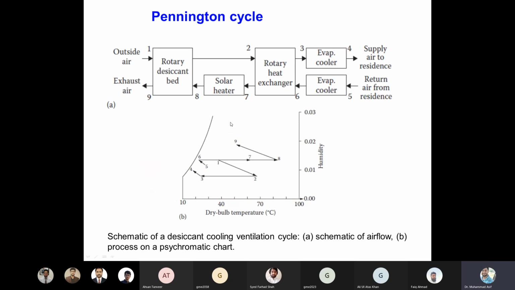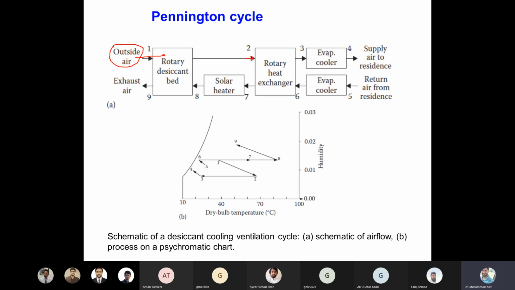The cycle on which the desiccant wheel works is called the Pennington cycle. The Pennington cycle is similar to the one I showed you in the previous diagram. This is the rotary desiccant bed, in which the outside air is very humid and contains a large quantity of water vapor. In one part, up to 270 degrees, when the rotor is rotating, the moisture content is adsorbed on the bed. Then at point 2 we have much dehumidified air.